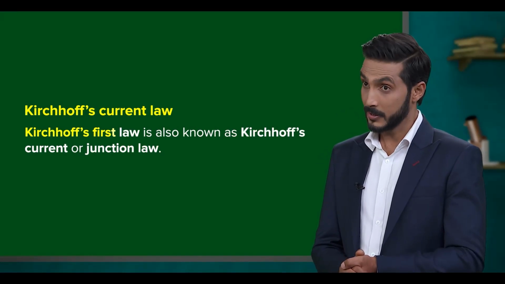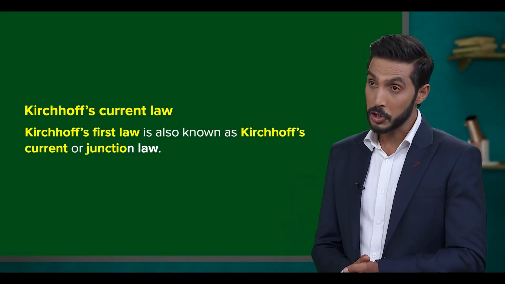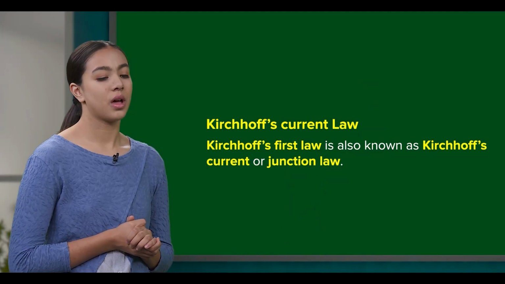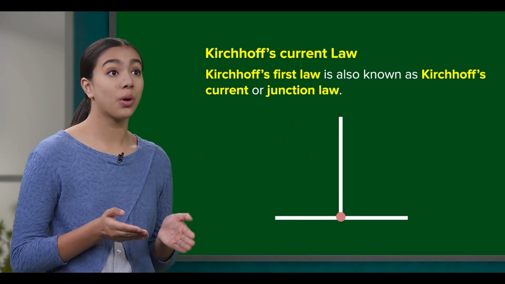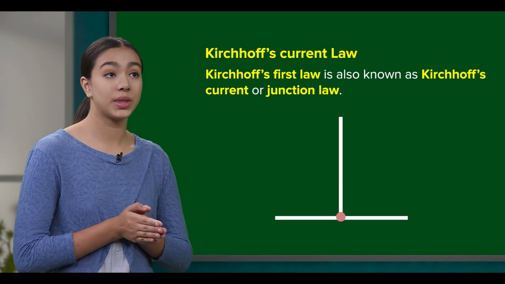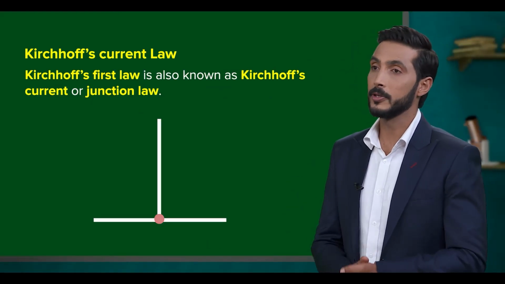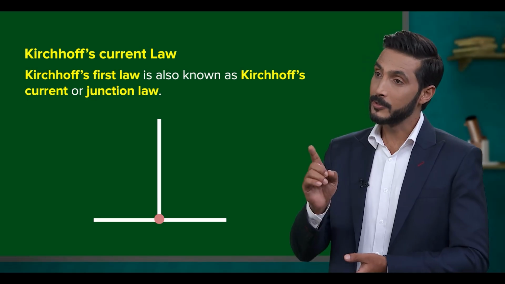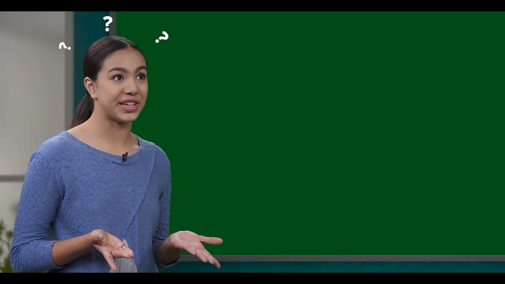So first, let's discuss Kirchhoff's first law, also known as Kirchhoff's current or junction law. Sure. Isn't junction the point where two or more conductors are connected with each other? Exactly. We call it a junction law because it is applicable in a junction only. Must be something related to the current in the junction. So, what's the statement, teacher?